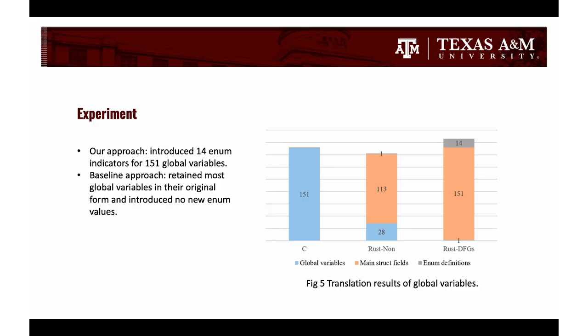The blue color indicates global variables, and for baseline it remained 28 of them as static variables, that is, immutable. And the orange is the struct fields, which ensures safe memory management and satisfies Rust's lifetime requirements. The gray ones are enum indicators, that is, to help prevent multiple borrowing problem.